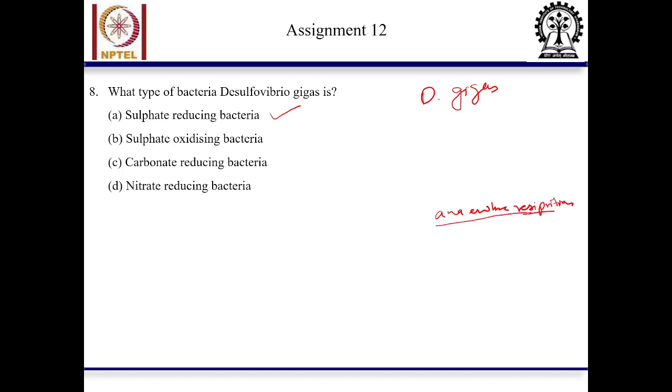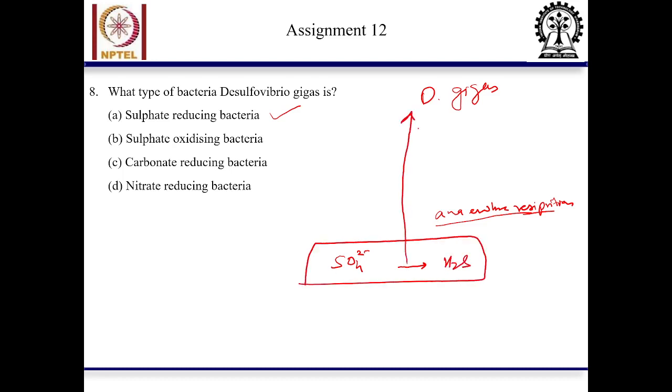Okay, so anaerobic means in absence of oxygen, right? So here what happens? Your SO4 2- will basically be reduced to H2S by this D. gigas bacteria, right? So this is the correct answer, that it is a sulfate reducing bacteria. It's not sulfate oxidizing bacteria.